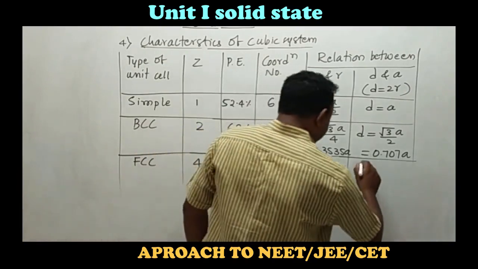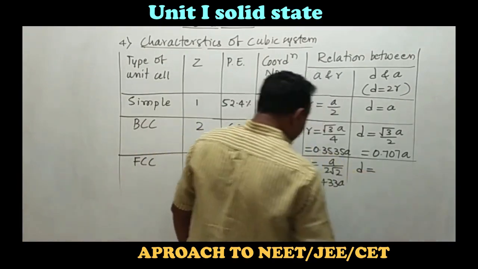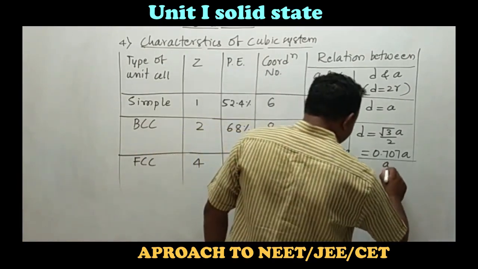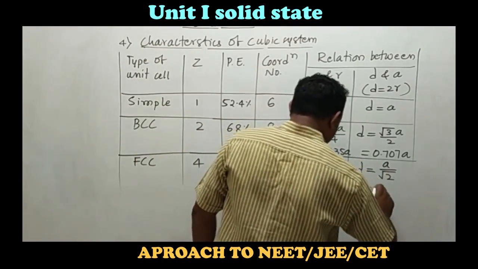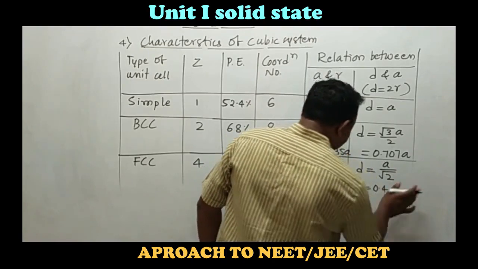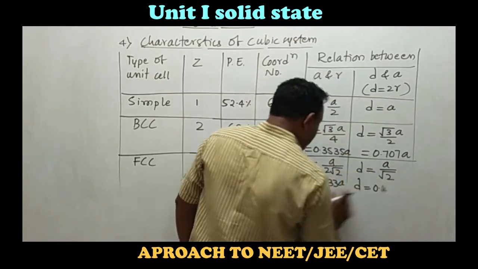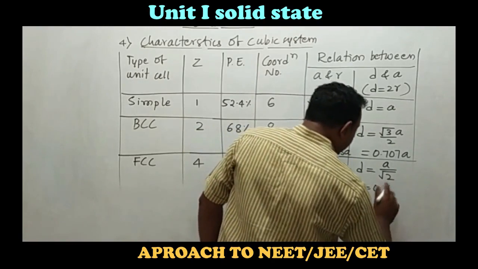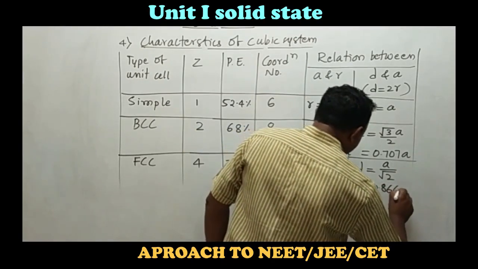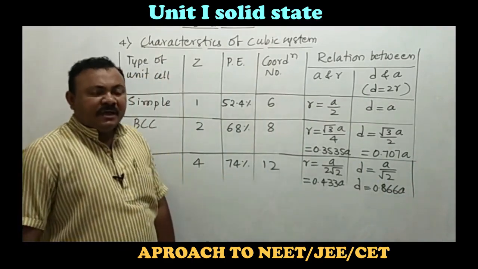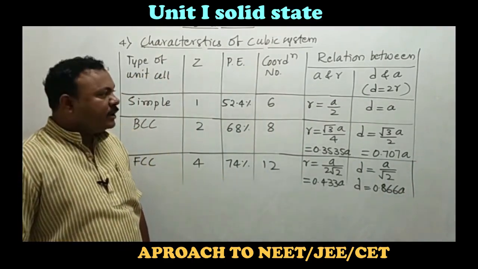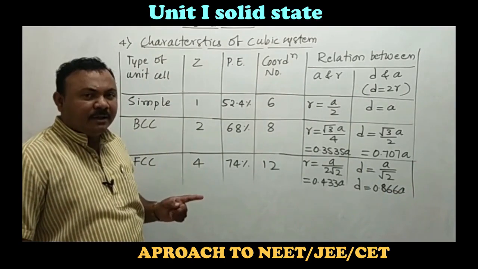D is equal to 2 times of R. So we are getting A divided by root 2, or D is equal to 0.866, 2 times of 0.433. So it is 0.866 times of A. So this is a table which we have to remember. Particularly the last 2 columns are important.